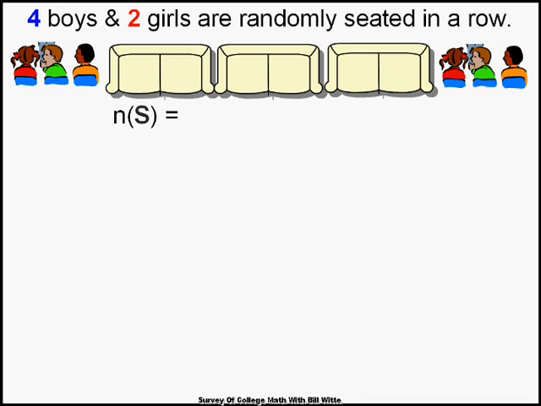Let's first of all consider the sample space. How many ways can we seat these 4 boys and 2 girls? Well, it's going to be a factorial, isn't it? The first seat has a choice of 6 people. Second has a choice of 5 people, on down to the last person who won't have a choice. So if we multiply that out, the number of events in our sample space is 720.